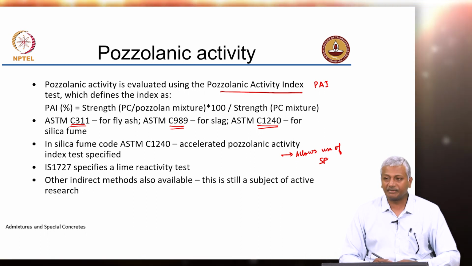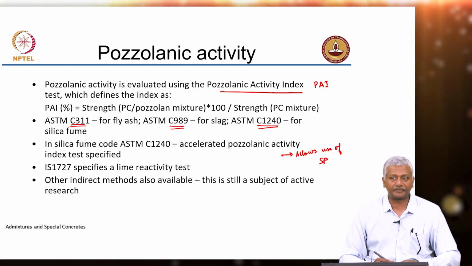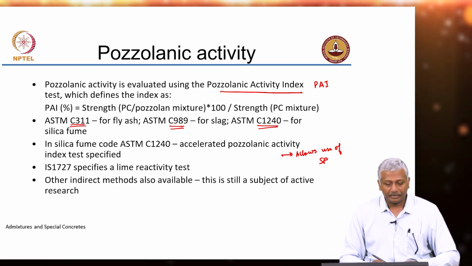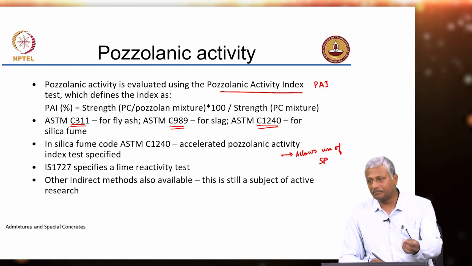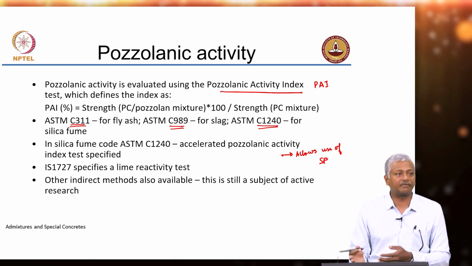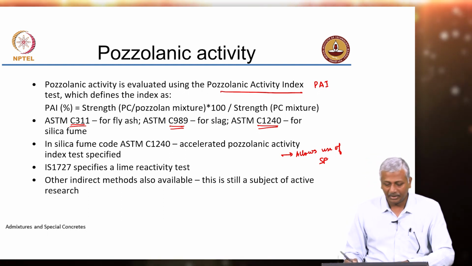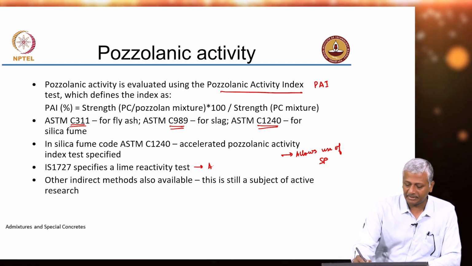IS 1727, which is actually a specific standard applicable to pozzolanic materials, specifies a lime reactivity test. So, what does the name imply? Lime reactivity. Lime reactivity simply means you have a mineral admixture, you add lime and determine the strength that develops as a result of reaction of lime with the pozzolan. Okay. So, reactivity is expressed as the strength in megapascal.